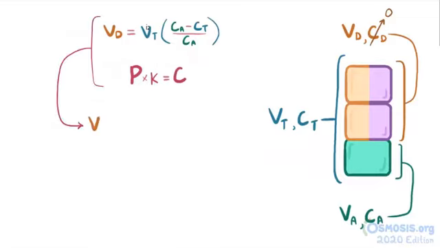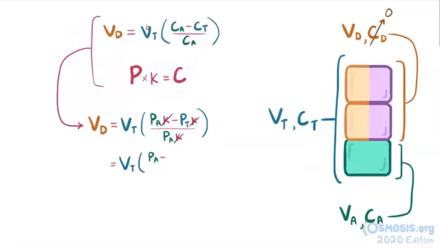We end up with the volume of the dead space equals tidal volume times the partial pressure in the alveoli times K minus the partial pressure of the tidal volume times K all over the partial pressure of the alveoli times K. Conveniently, you'll notice that all our constants actually just cancel out. So you just end up with the volume of the dead space equals the tidal volume times the partial pressure in the alveoli minus the partial pressure in the tidal volume all over the partial pressure in the alveoli.